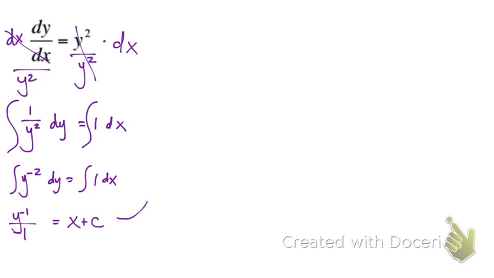If I want to solve for y, I can do so by multiplying both sides by this -1. So I get y to the -1 equals, if I multiply the right-hand side by -1, I get negative x, and then technically, again, this changes to a minus c, but because I don't care if it's plus or minus, it's just a constant, I'm just going to leave it as c. So negative x plus c. And then I'm going to rewrite y to the -1 as 1 over y equals negative x plus c.